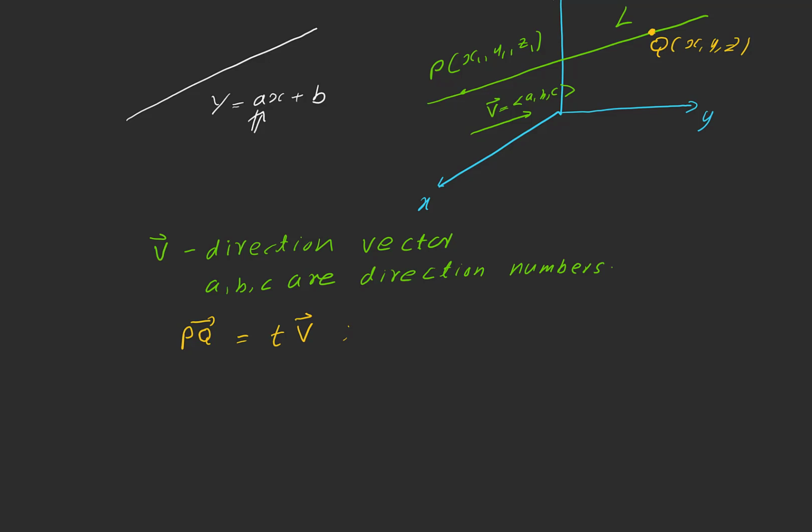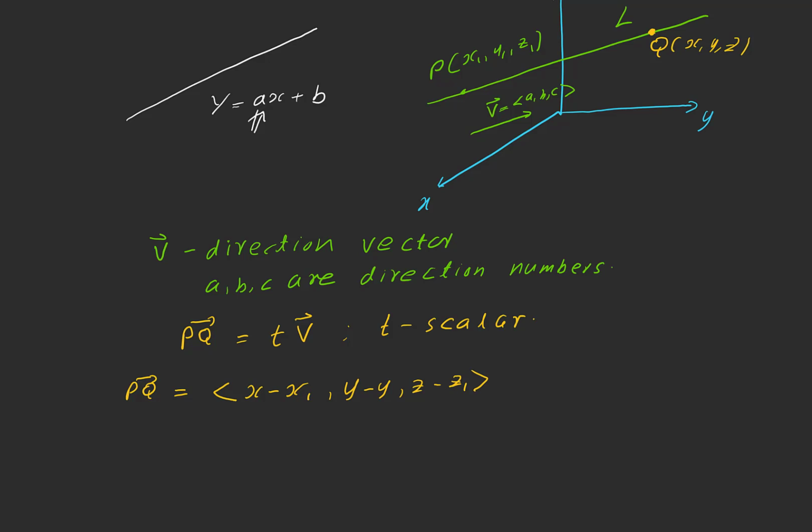Line L and V are parallel. Therefore, any vector on the line is parallel to vector V, so we can write it as a scalar multiple, where t is a scalar. Then, how do we find PQ? You know already, PQ is (x minus x1, y minus y1, z minus z1).